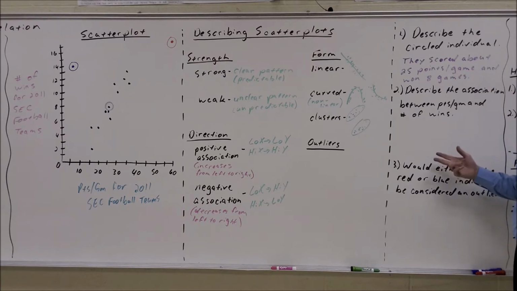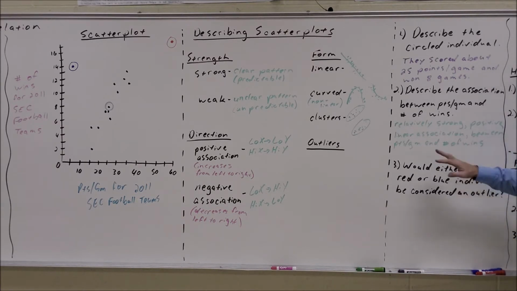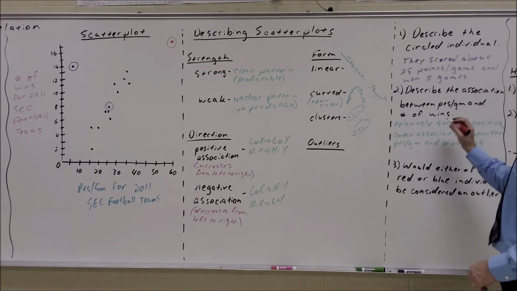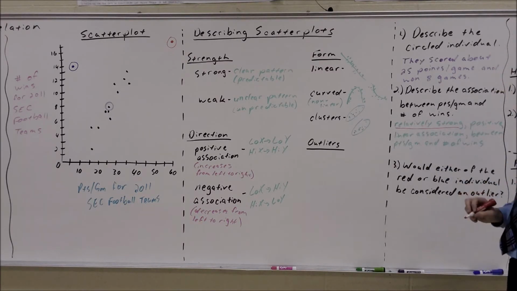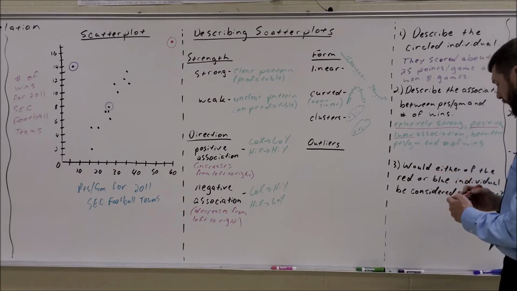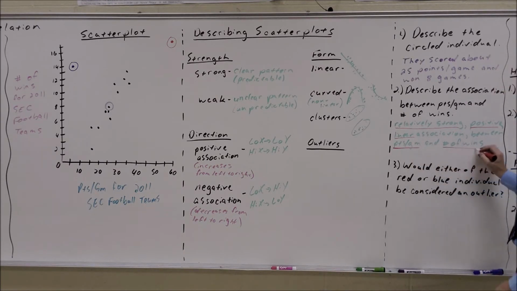All right, hopefully you have an answer that looks like this. What we see here is I came up with a relatively strong positive linear association between points per game and number of wins. This is the format that you want to describe a scatter plot with. We have the strength, relatively strong, the direction, positive, the form, linear, and we've identified both our explanatory and response variables.